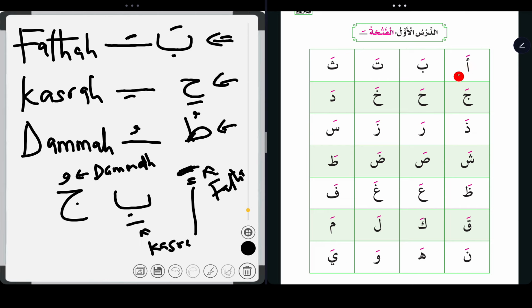Let's carefully follow how a letter sounds when it carries Fatha. Here we have our Hamza, Ba, Ta, Tha, Jim. First of all, let's read these letters by their names. This is Hamza.